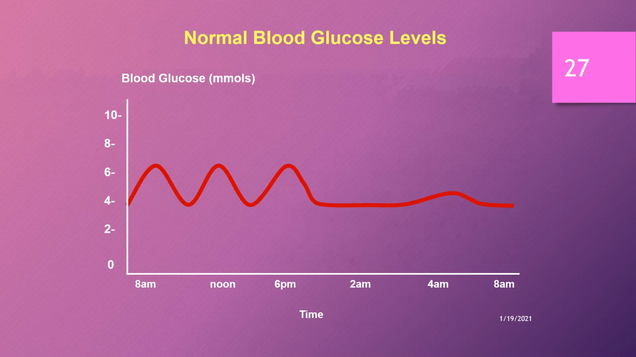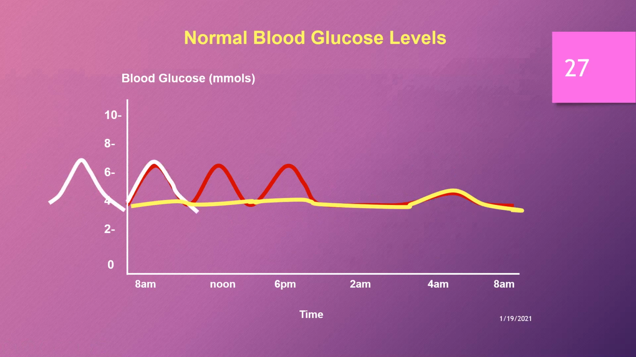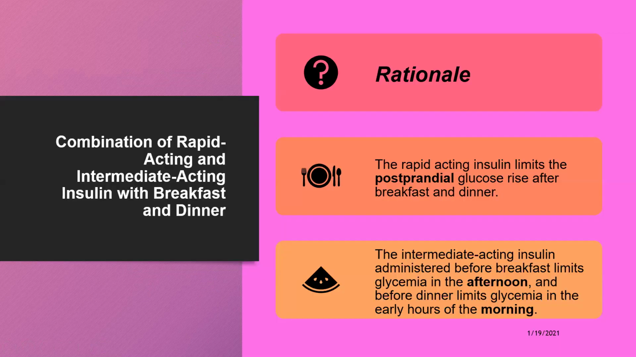Similarly, we are supposed to have the insulin surge to cover up these blood glucose surges in the body. So a combination of rapid acting and intermediate acting insulin with breakfast and dinner. This is a type of insulin regime which is still offered to type 1 diabetics. And now what is the rationale behind that?